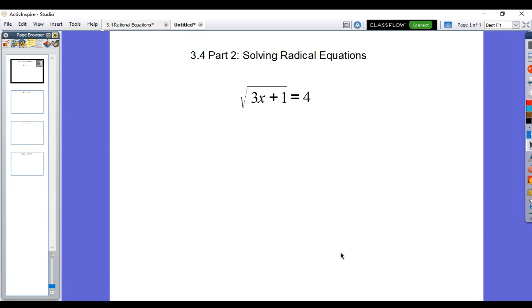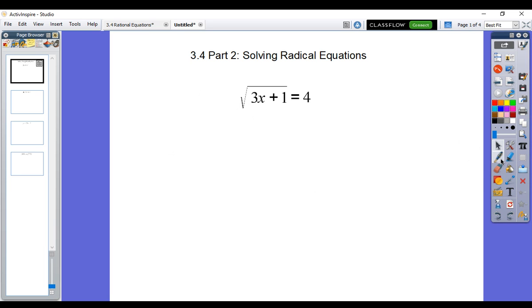Part 2 of 3.4. Some fun algebra here. All right, so we're talking about radical equations. Very similar to the rational expressions, we're solving for x. That's when the equation is you're solving for something. So what makes these radical equations is, guess what? There's a radical in our problem.